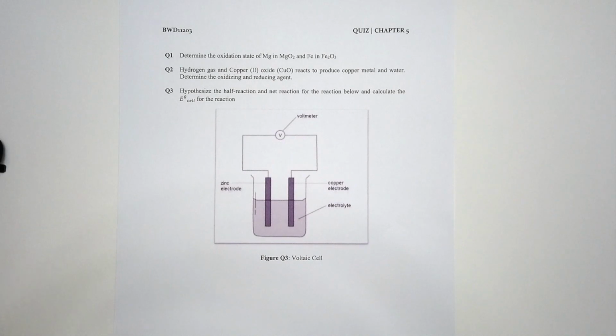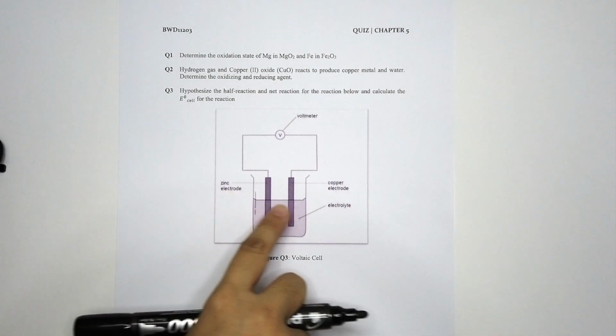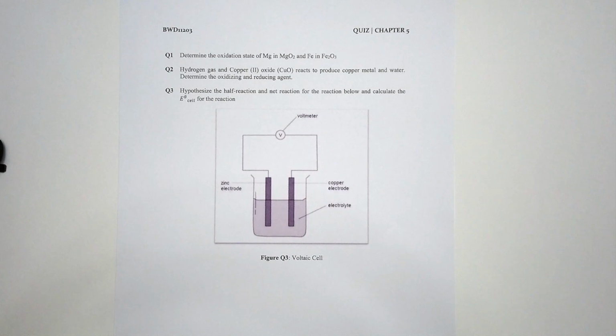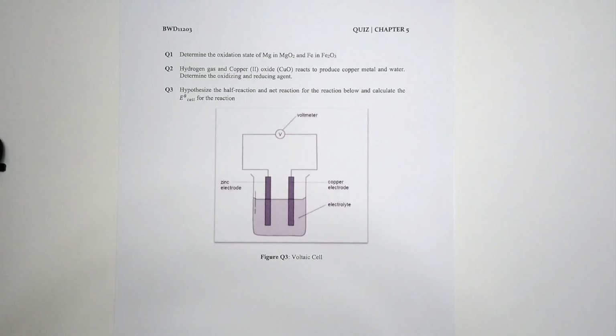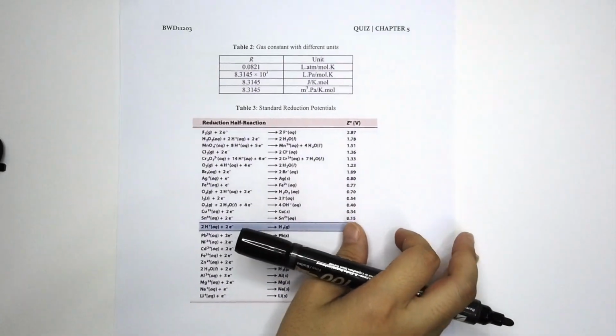So we have 2 electrodes here, which are the zinc electrode and also the copper electrode. From here, you need to know which one is the anode and which one is the cathode. So how are you going to determine which one of these shall be the anode and which one shall be the cathode? It is by looking at the standard reduction potential. It's in your question itself.